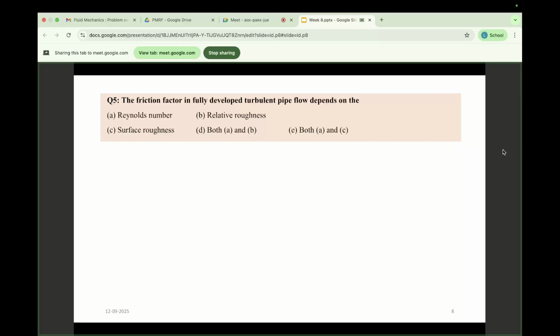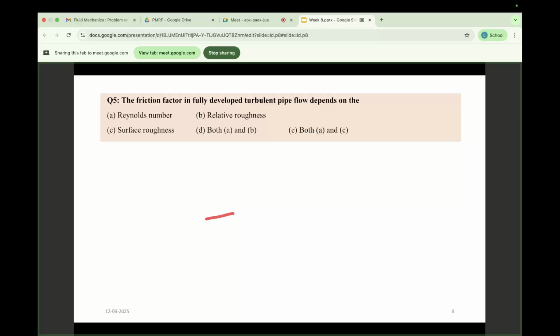So surface roughness should be the thing, but that is not the direct surface roughness. It is basically relative roughness. So why is it a relative roughness and not direct surface roughness?